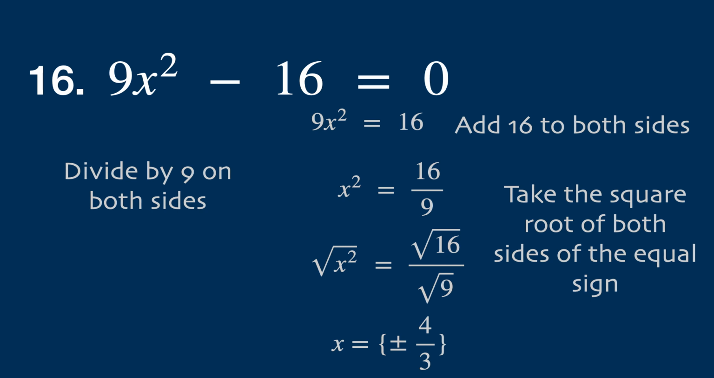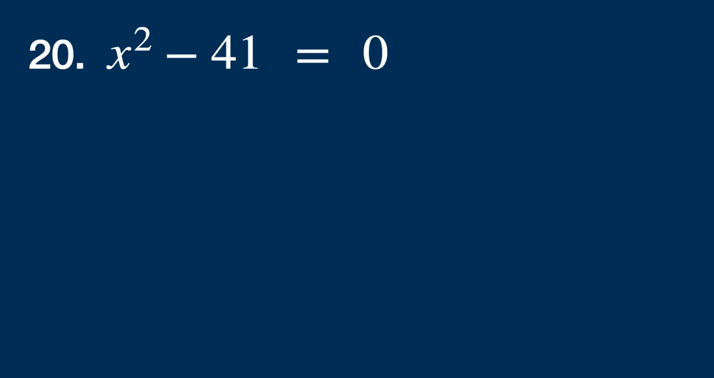All right, I have one more problem that I want to share with you today, and that is problem number 20. All right, so I've been saying, oh, look, these are difference of squares. This one is not a difference of squares, but I can still use the square root method because there's no b, there's no x term, okay? So just like before, I'm going to add 41 to both sides, and I'm going to get x squared equals 41.